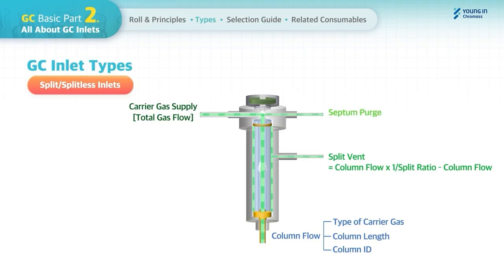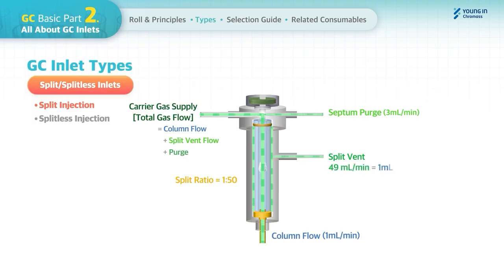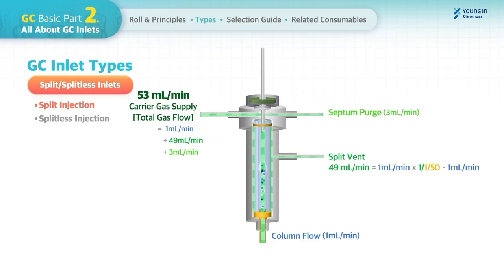The septum purge is to sweep the septum scraps to remove potential contaminants and is usually set as 3 milliliters per minute. In the splitless inlet, you can operate with two injection modes. With the split injection mode, the total gas flow can be set as follows. For example, if you set the column flow at 1 milliliter per minute and the split ratio is 1:50, the split vent flow will be calculated at 49 milliliters per minute and the total gas flow will be set as well. After the gas flow gets stabilized, the sample will be injected.